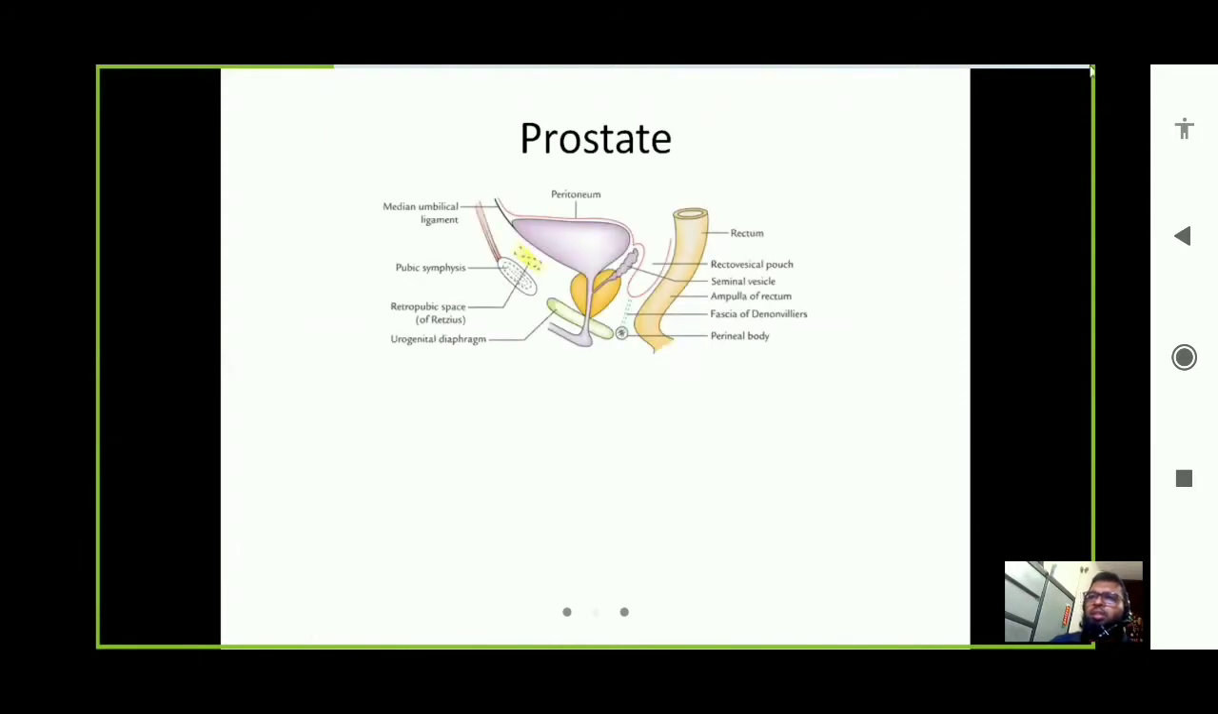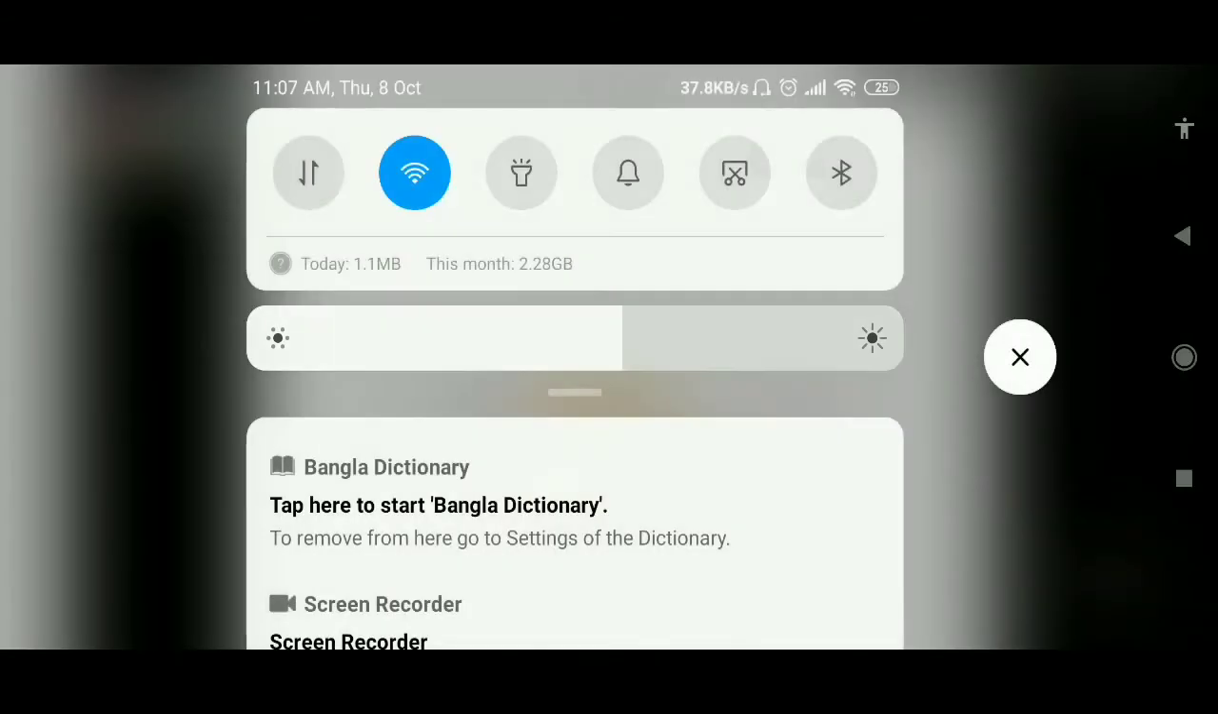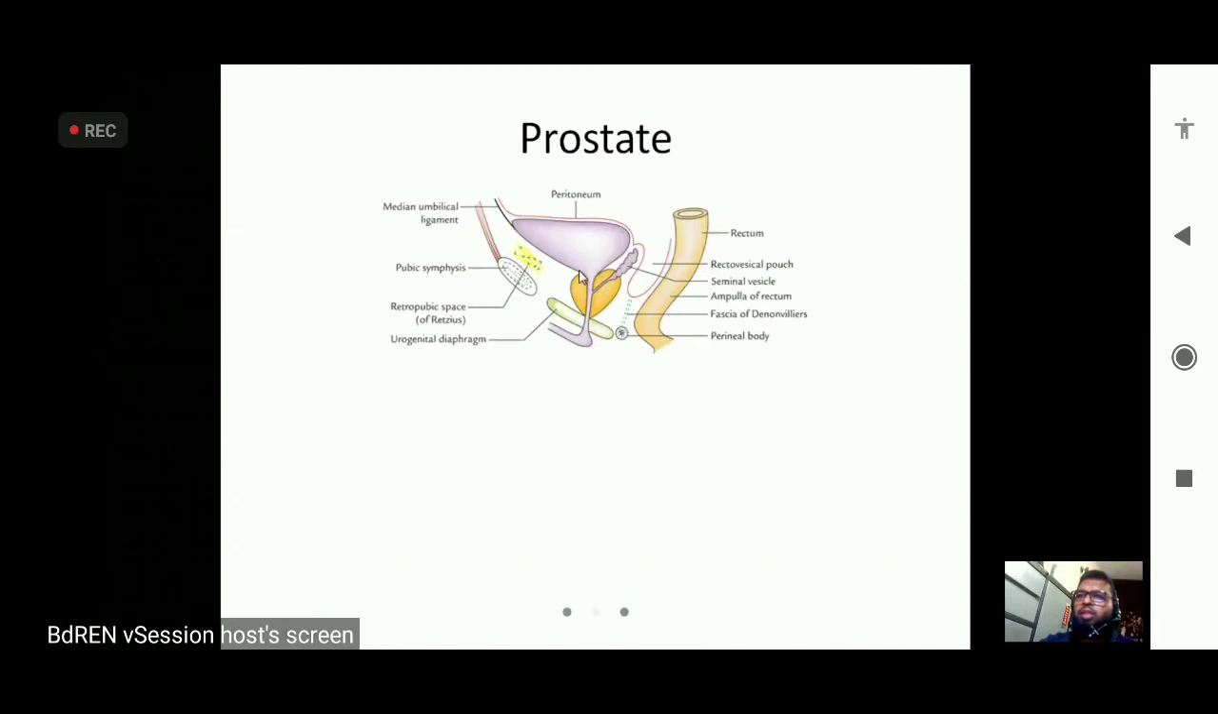So this almond-shaped structure is named the prostate, and it is located just below the urinary bladder and above the urogenital diaphragm. What it is, you know partially, but we will discuss it when we discuss the perineum. For now, you have an idea that this is the urogenital diaphragm.